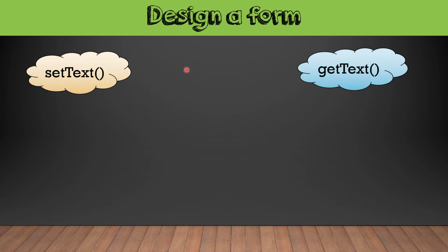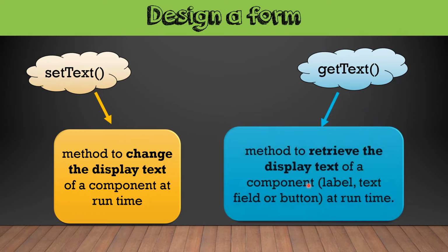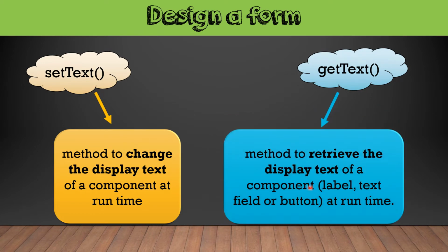Before using this, first of all, let us understand about setText and getText. These two are methods and we have already discussed them, but here we are revising it so that you do not have any confusion. The setText method is the method to change the display text of a component at runtime, whereas getText is a method to retrieve the display text of a component at runtime.